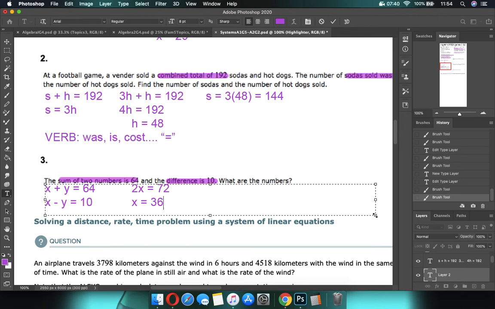All right. And then plug it back in again. Which one do you want to feel like? Let's see here. Let's do the first one. So 36 plus y equals 64. So that means y equals what, 64 minus 36? 28. Am I right? So let's double check. 36 plus 28 is 64. Yep. And then if we subtract them, we get 10, so I made a mistake somewhere.